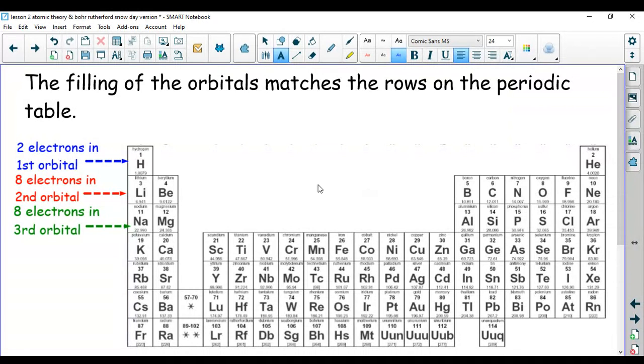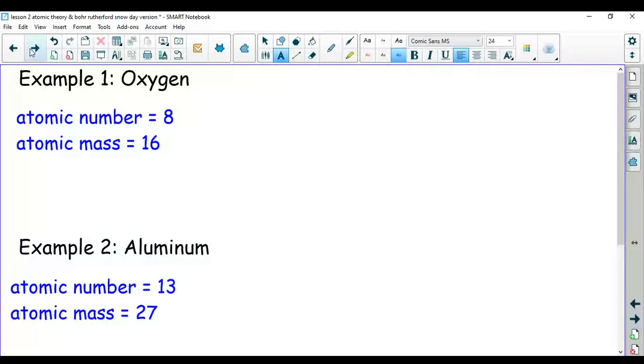That's very important. But I'm also going to look to see which row it's in, because it's not row 1, it's in row 2. Row 2 means it needs 2 orbitals. This is really going to help me plan my diagram.